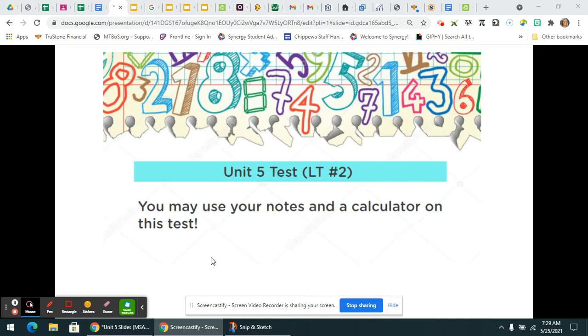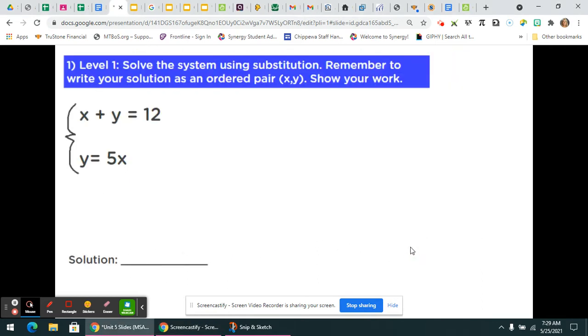Remember that you can use your notes and your calculator. So please go ahead and fast forward or rewind to wherever you need to get a little extra practice and make some changes, and we will get started right here. Question number 1 is a level 1: solve the system using substitution. Remember to write your solution as an ordered pair. I must see your work. That's real important for me to know where you're at.